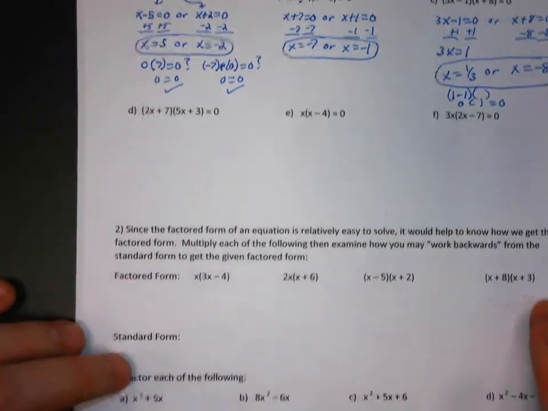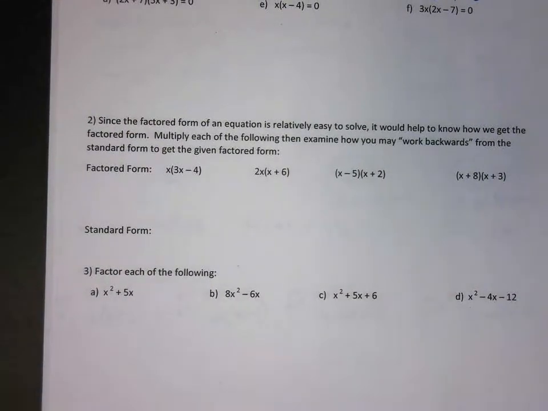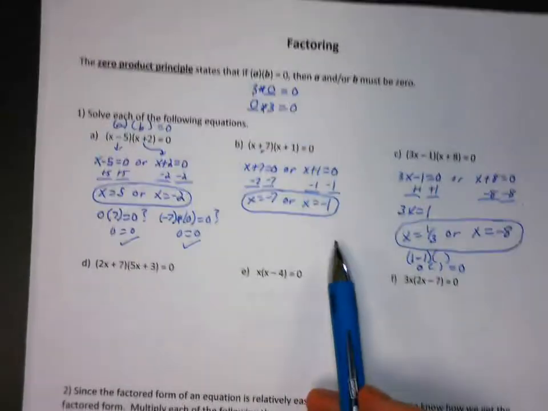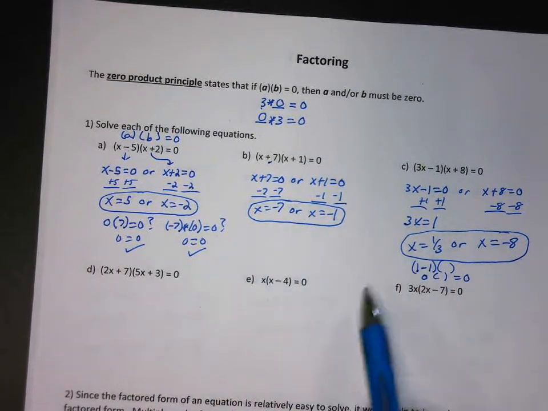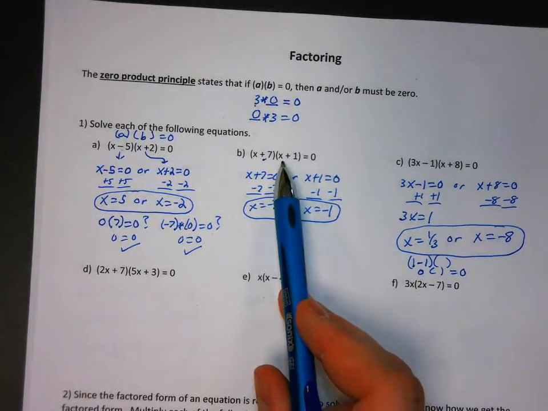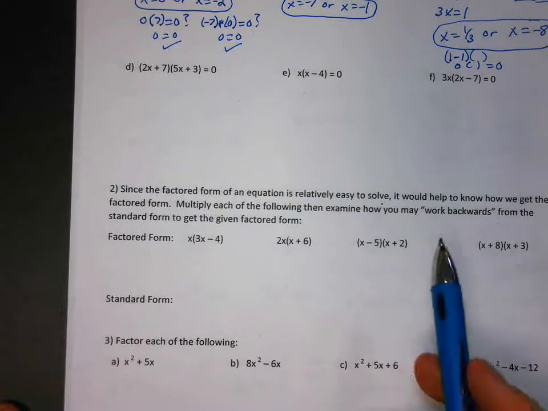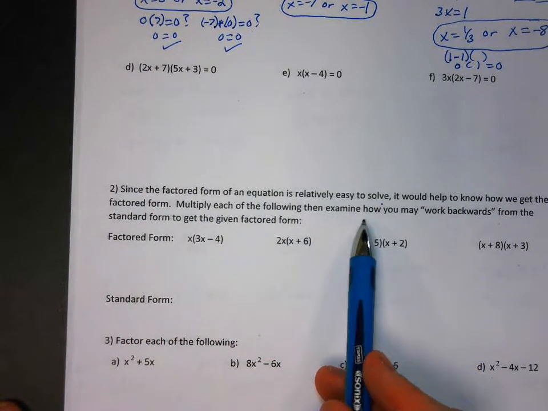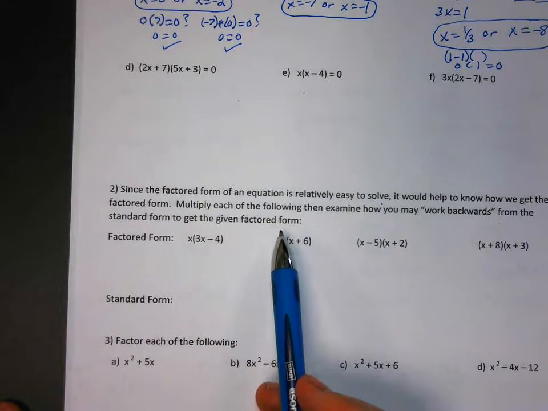Okay, and then the next part, question number 2. So now that we get the zero product principle, we can see that the factored form is relatively easy to solve. Doing all this up here should be pretty easy steps to take once you get into these forms. But now it would be helpful to know, how do we get the factored form? So we're going to multiply each of the following, then examine how you may work backwards from the standard form to get the given factored form.